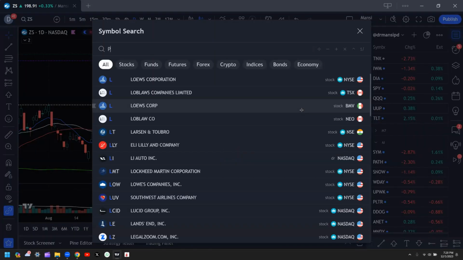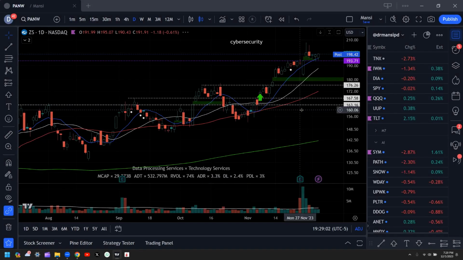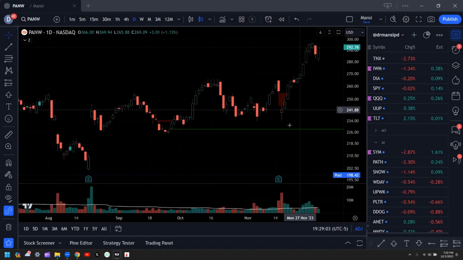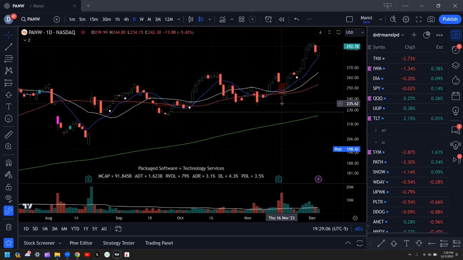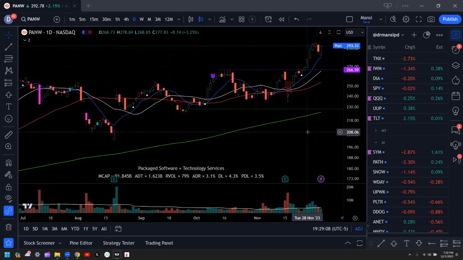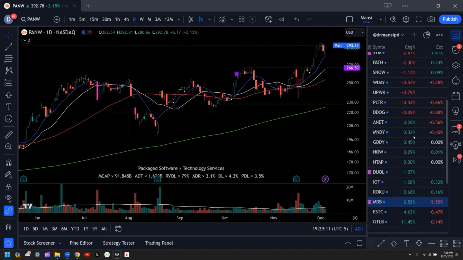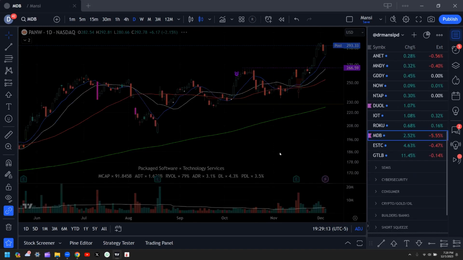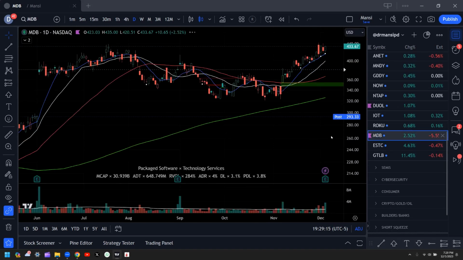The same thing happened to PANW. Yeah, this was post earnings, gap down. It's just gone on, made new highs. So this is just a recent theme that I've noticed, and this can happen in MongoDB as well tomorrow.